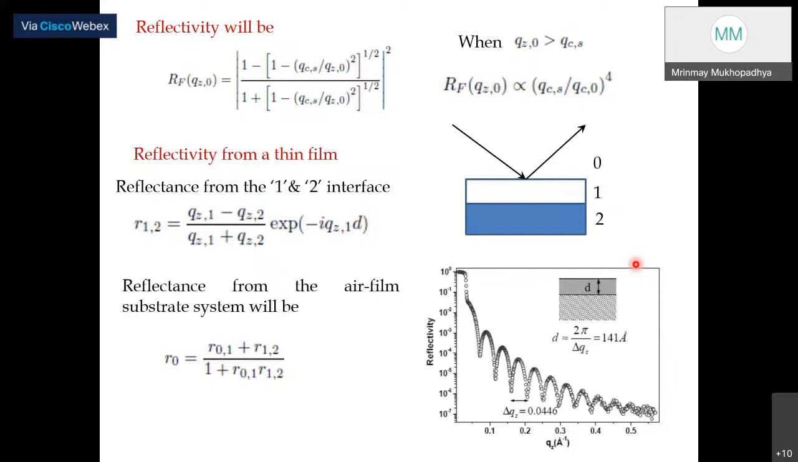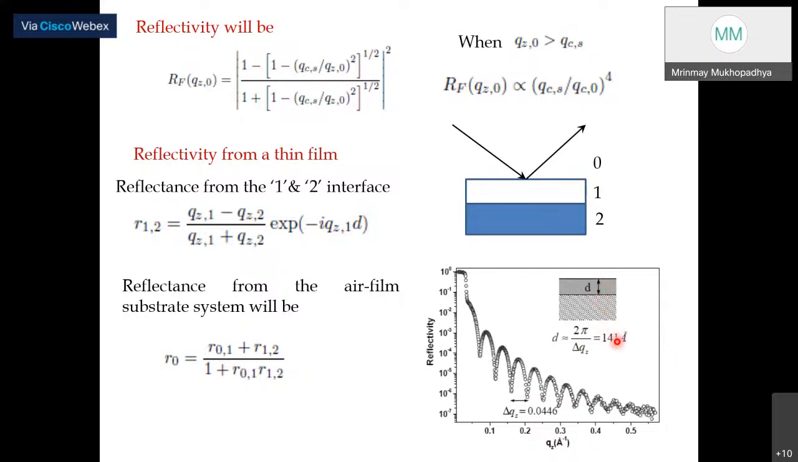And what information can you get? You can get the film thickness. You have very nice oscillations, and from these oscillations we can calculate the delta QZ. This is plotted with respect to QZ, the expression I showed you in the last class. You can calculate the delta QZ, basically the difference between this dip and this dip, and then d is equal to 2 pi over delta QZ. You can say that this is the thickness of the polymer, the thickness of the film.